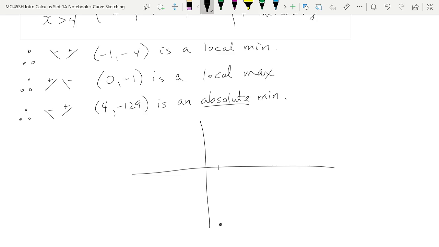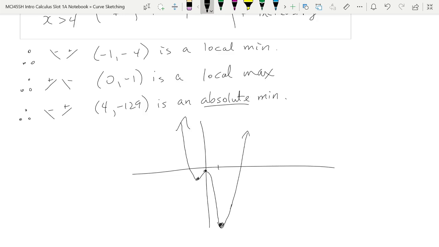So that's going to be, if this is 129, that's going to be way up there. And -1, -4 is going to be like there. So it's going to do something like this. It's going to go, excuse me. And then it has to turn around there at that dot and come up. So it's going to look something like that.